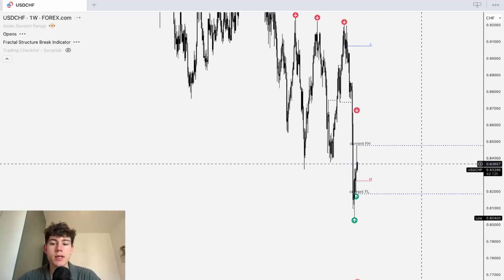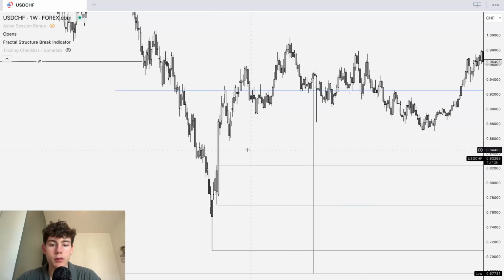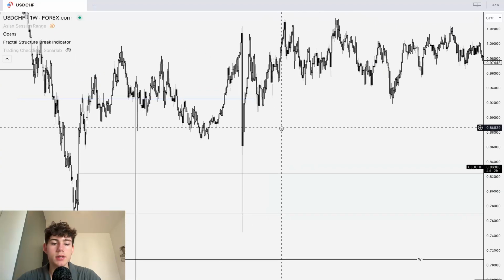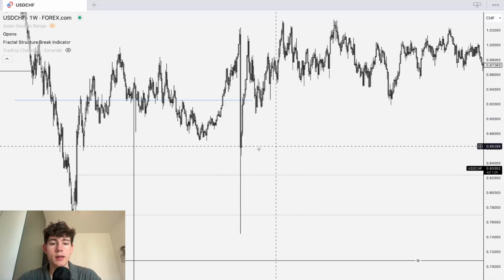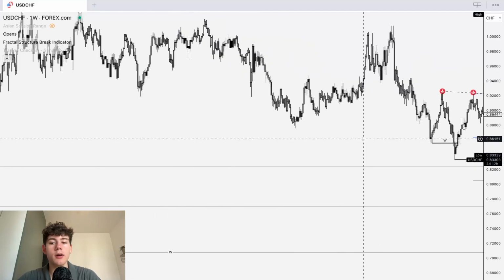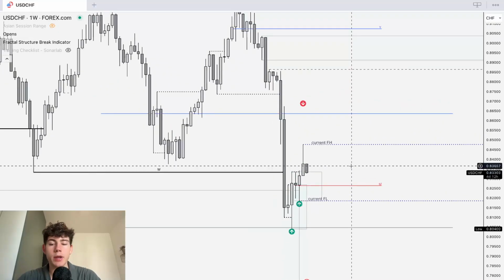Looking at USD Swiss on the weekly time frame, we tapped this overall demand level or demand zone. These weeks over here I am just not looking at, because those are big wicks which I don't know what they really are. So that's the reason why I'm just not using them in my analysis.